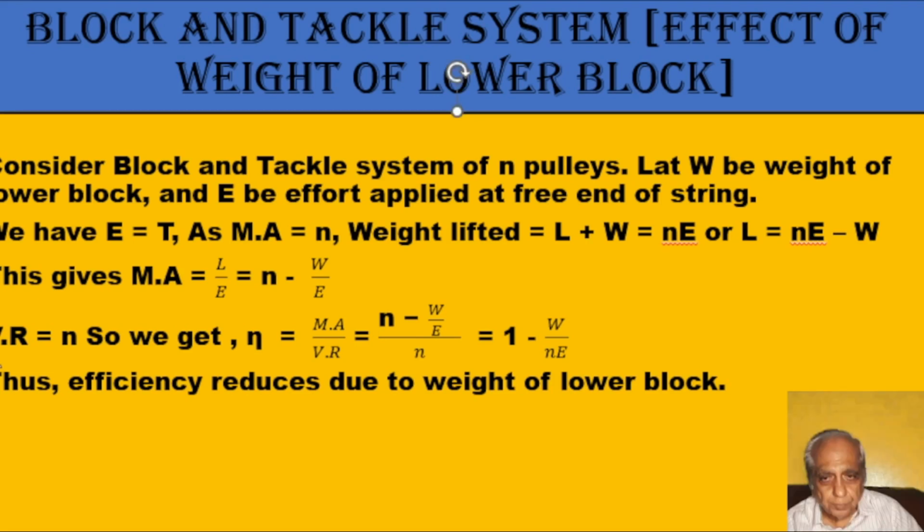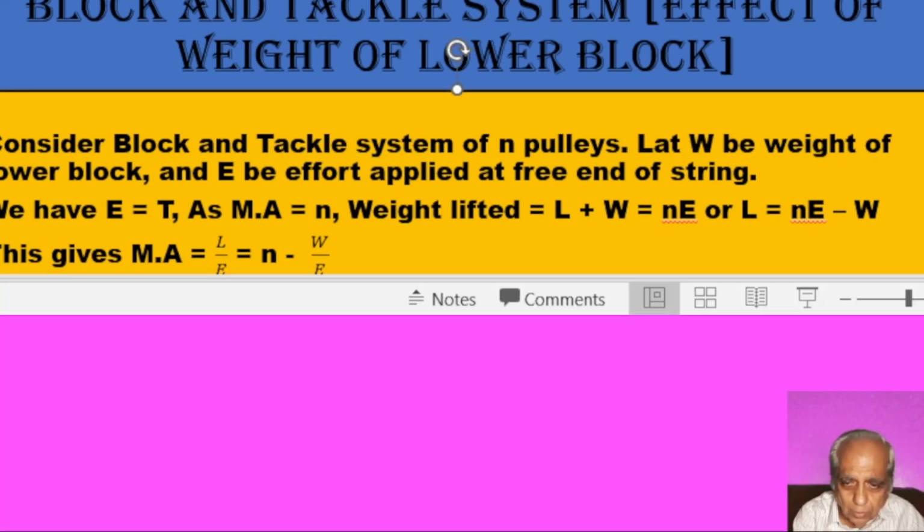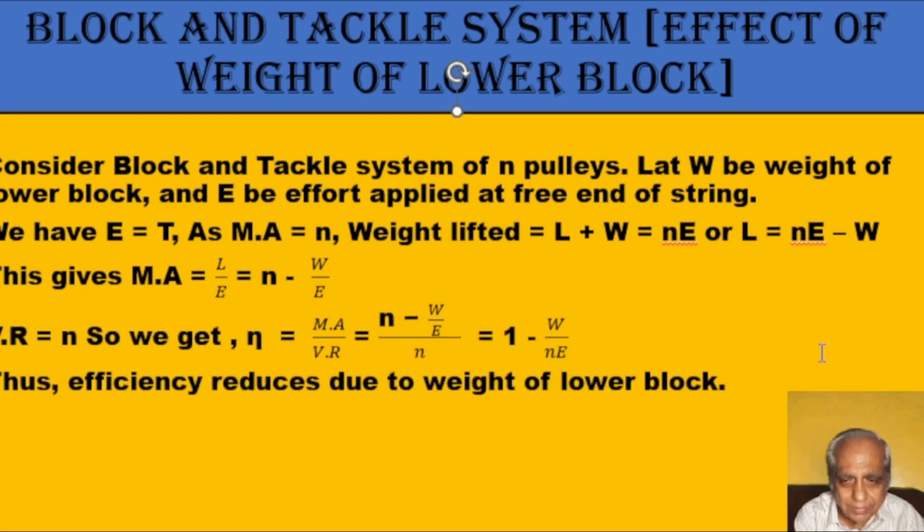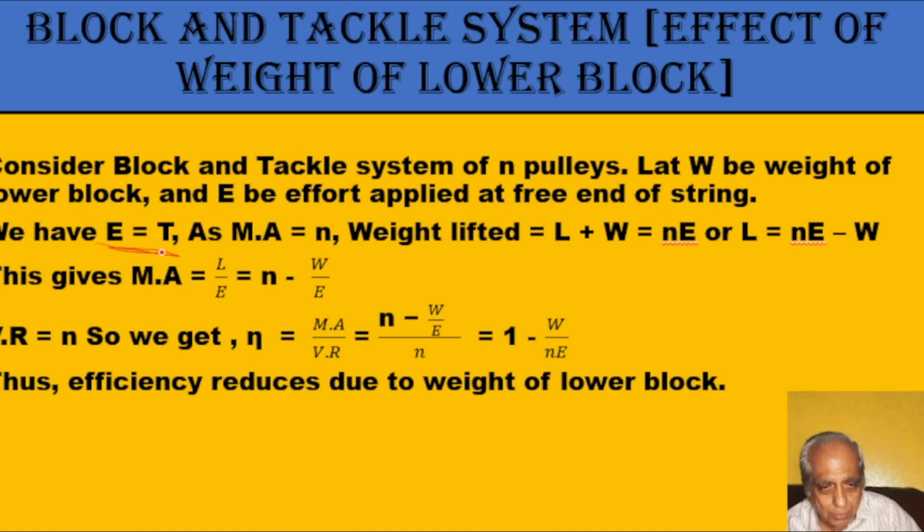Now, let us try to calculate what would be the efficiency in case we know the weight of the lower block. So, knowing the weight of the lower block as W, we will do the calculation of what would be the efficiency now, or what would be the mechanical advantage. As I told you in the last session, velocity ratio does not change. Mechanical advantage gets reduced. So now, as I explained to you, effort is equal to tension in the string. So this is my effort.